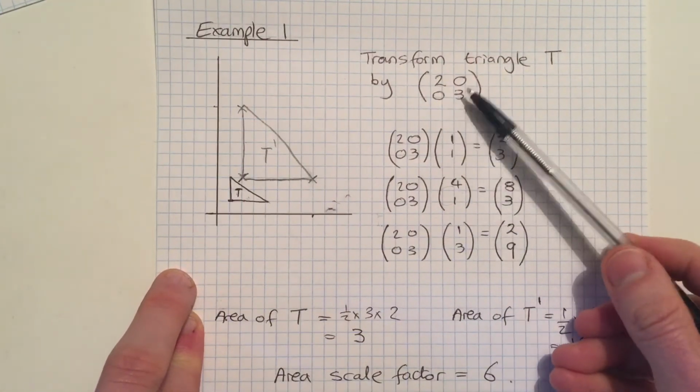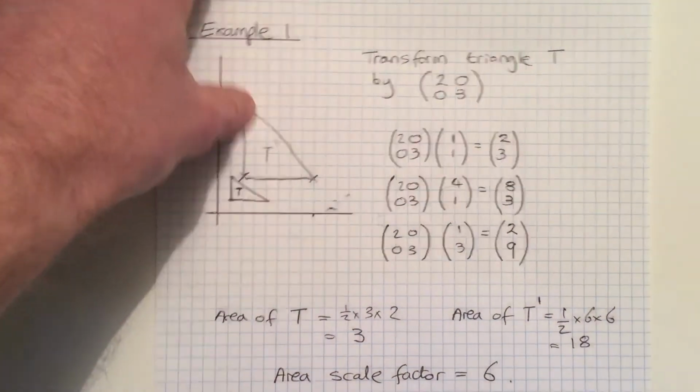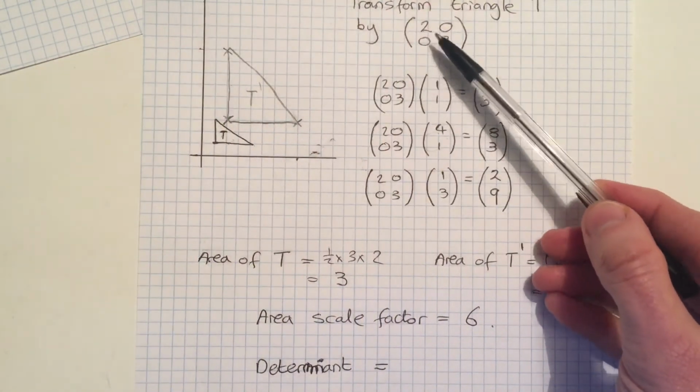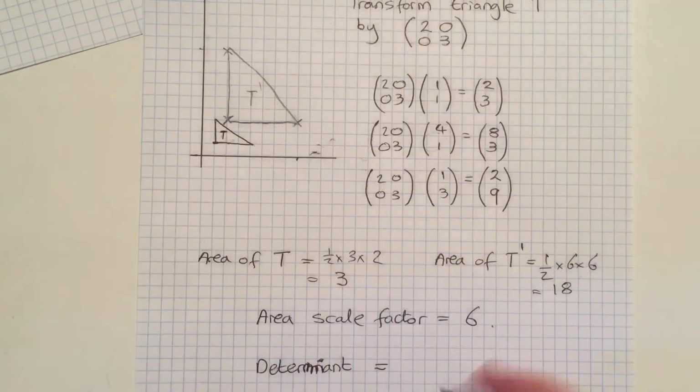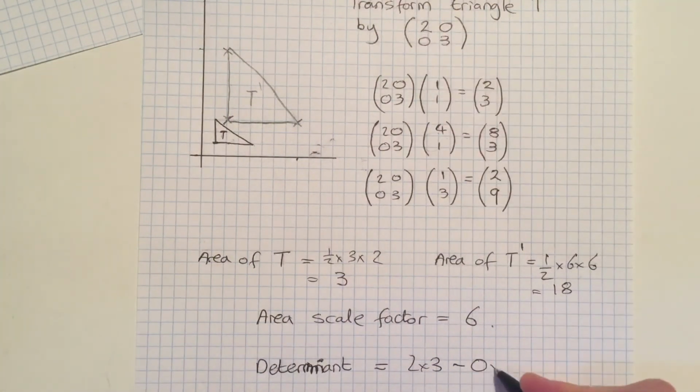Now let's consider the determinant of this matrix. Let's work out the determinant of this matrix. The determinant is 2 times 3 minus 0 times 0, which I can see is just going to be 6. So notice that the determinant of the matrix actually gives you the area scale factor. And that's always going to be the case.